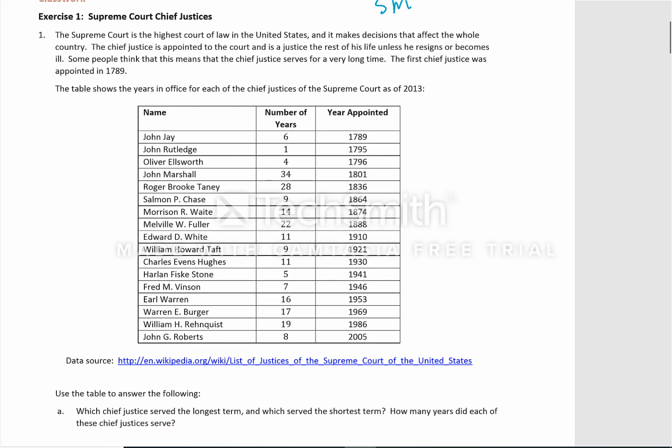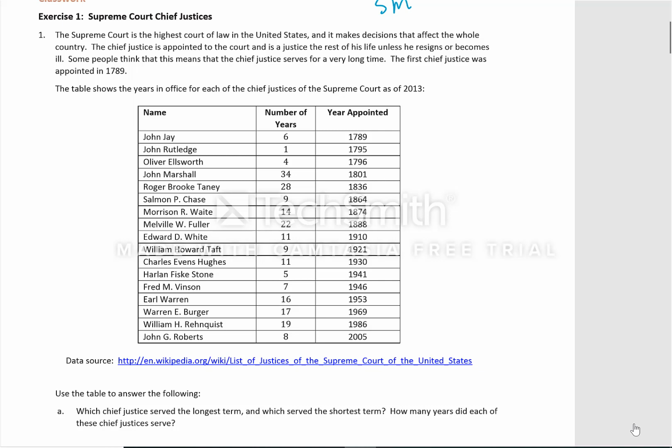Exercise 1, Supreme Court Chief Justice. The Supreme Court is the highest court of law in the United States and makes decisions that affect the whole country. The Chief Justice is appointed to the court and is a justice for the rest of his life unless he resigns or becomes ill. Some people think that means that the Chief Justice serves for a very long time. The first Chief Justice was appointed in 1789.